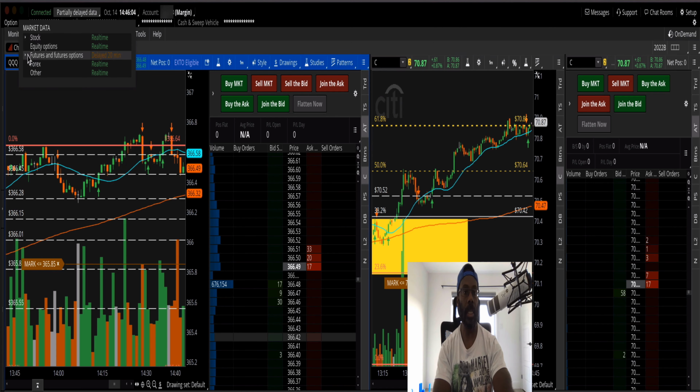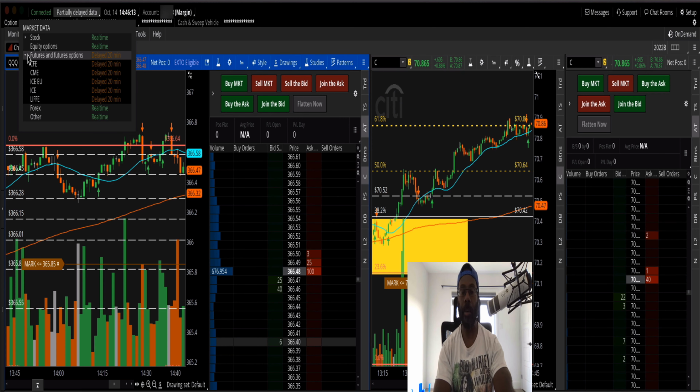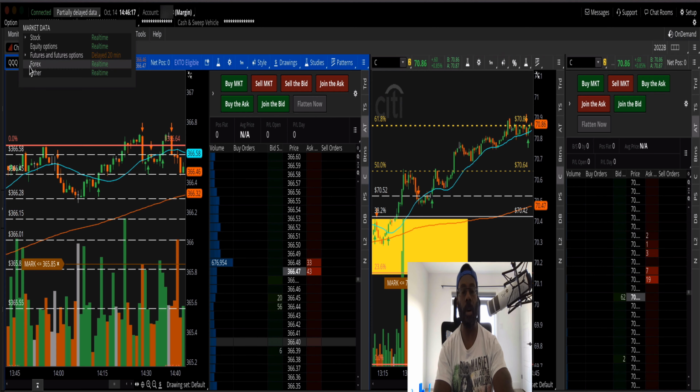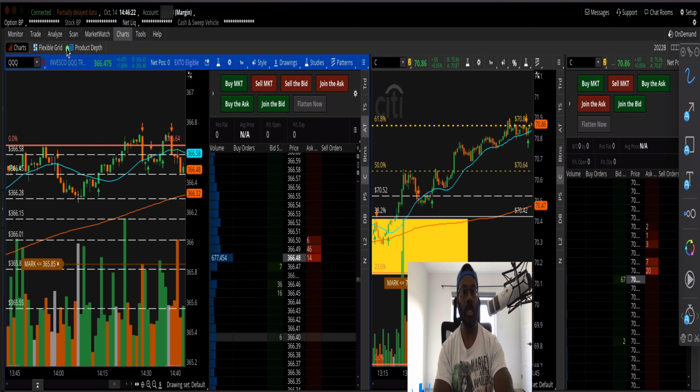And then you see the equity futures and futures options. I don't trade futures right now. I'll wrap my head around it later, so I don't need the feeds for it. So that's all delayed. Forex and everything is all in real time there so that you see it as full account.